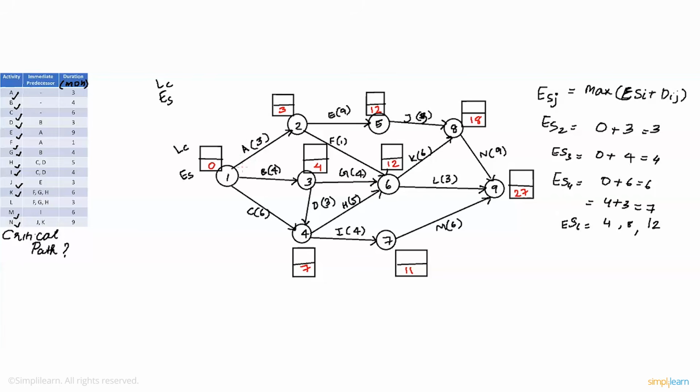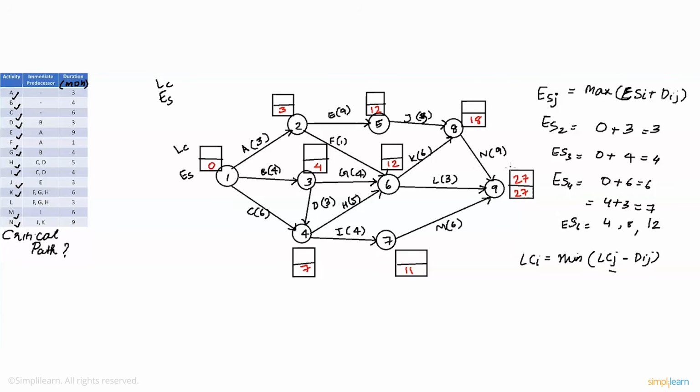Now, let's have a look at the latest completion time. For this, we'll start from node number 9 and work our way back to node number 1. The latest completion time of the last node is always equal to its earliest starting time, which means that here the latest completion time of this node is 27. Now the formula for latest completion time is: the latest completion time of the previous node is equal to the minimum of the latest completion time of the head node minus the distance between them. So let's see what we're talking about.